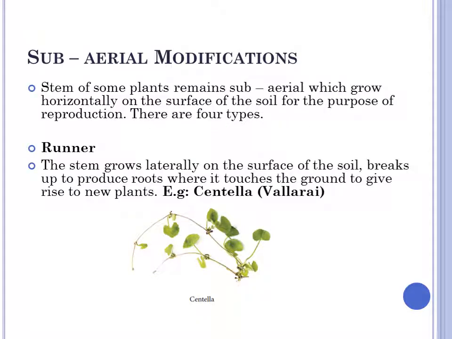Subaerial modification. Stems of some plants remain subaerial, which grow horizontally on the surface of the soil for the purpose of reproduction. There are 4 types. They are runner. The stem grows laterally on the surface of the soil, breaks up to produce roots where it touches the ground to give rise to a new plant. Vallarai, centella.